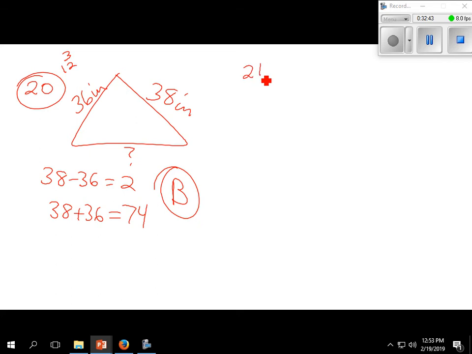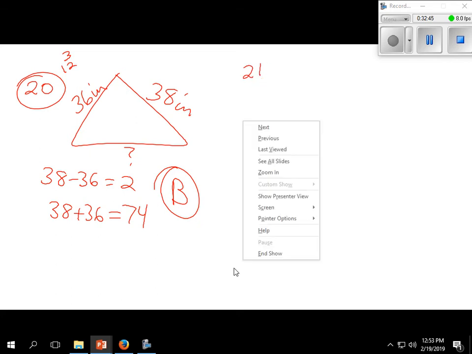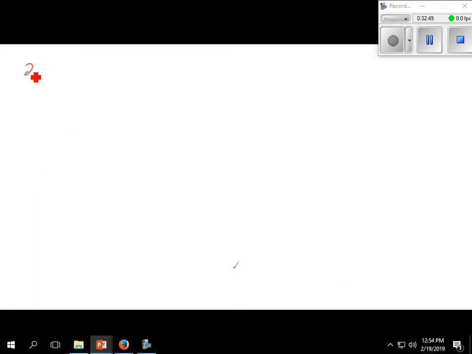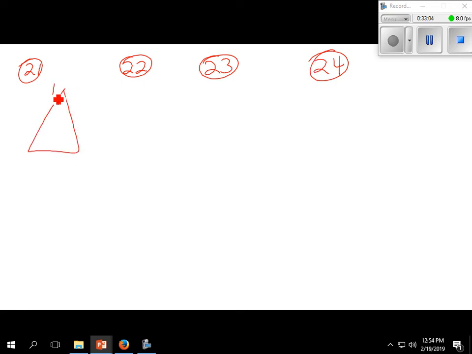21. Let's erase all this. 21, 22, 23, 24 all sort of go together. So I'm just going to write all these up here. I'm going to draw the picture for each one. They give us triangle ABC on each one.